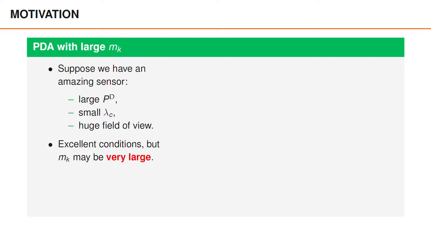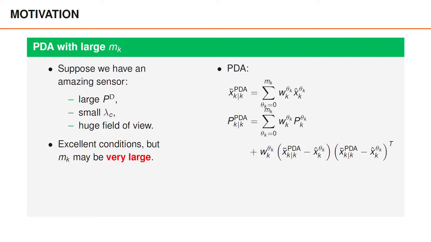Under these conditions, we may expect the PDA filter to perform well. But if the field of view is sufficiently big, we may receive a very large number of clutter detections at every time instance. To implement a PDA filter, we should compute the posterior mean and covariance, which means that we should compute these summations over all measurements, which could be computationally demanding if MK is sufficiently large. However, for the measurements that are far from the predicted measurements, the weights are practically zero, which means that they do not contribute much to the posterior mean and covariance.